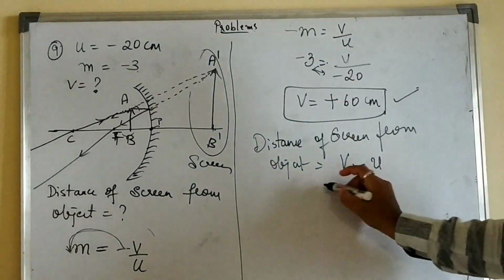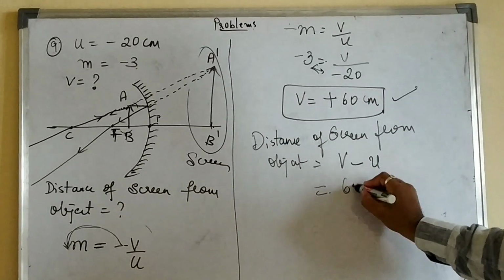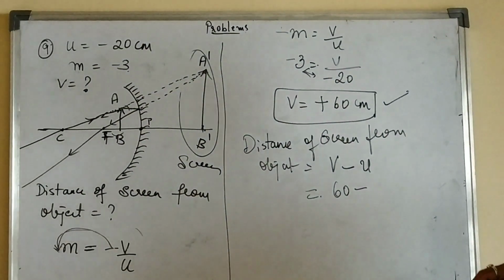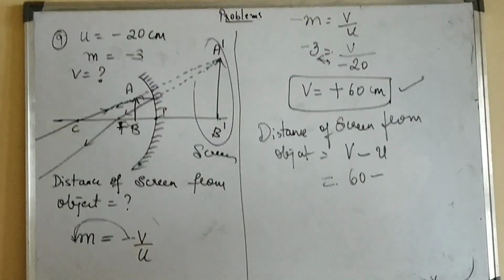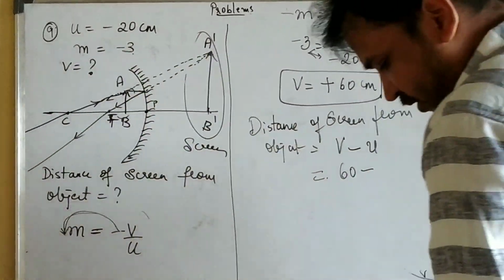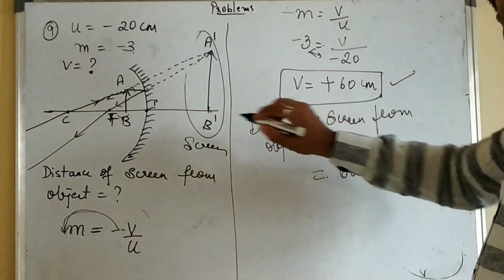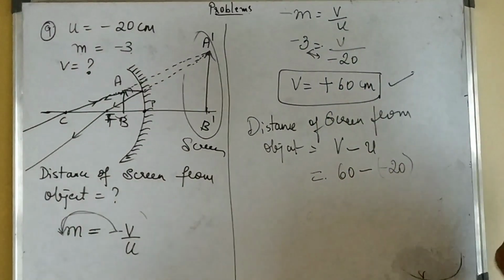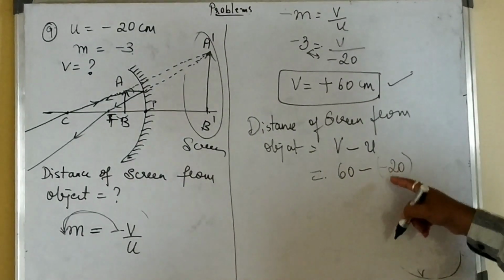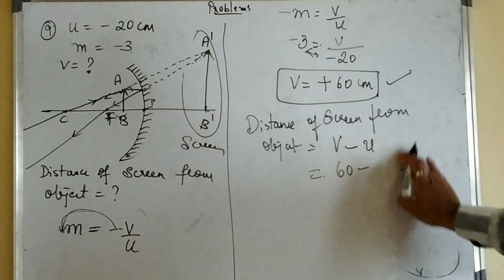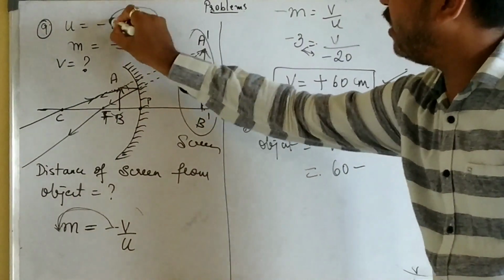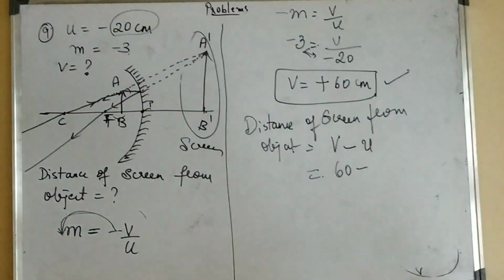So what will you get? V is 60 minus what is U? U is 20. So 60 minus 20. Now here you should not take 60 minus of minus 20. Why? Because 60 plus 20 will become 80. No, that is not the case. You have to take only the number itself, that is only 20 you have to take.